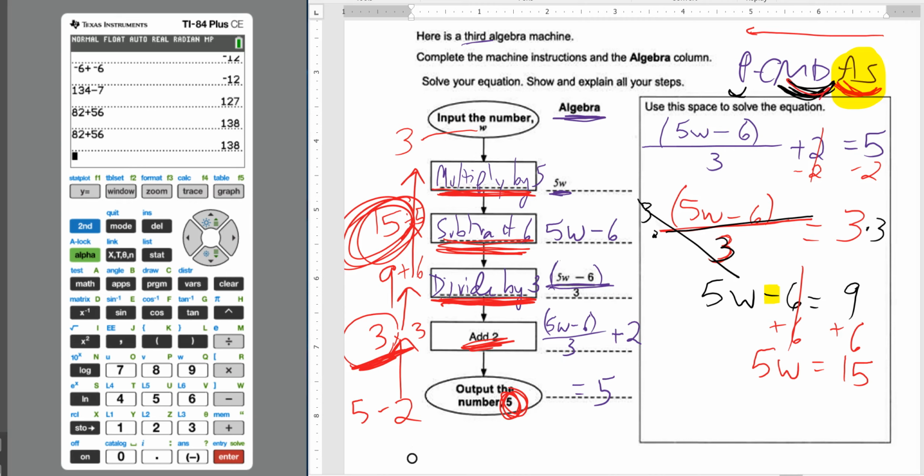Okay. Last step, invert the multiplication division. We see 5 times W. We're going to do the inverse operation of dividing by 5, and we get that W equals 3, just like we had said before.